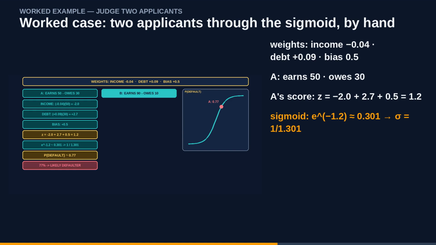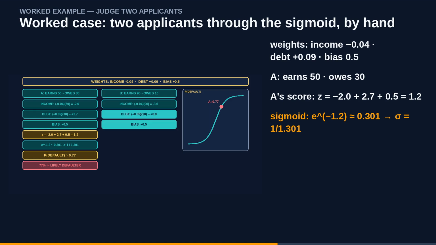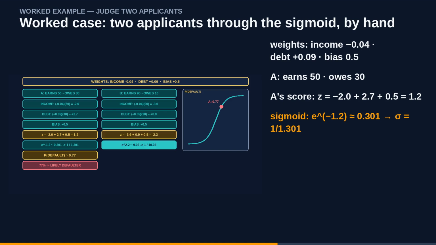Applicant B, same recipe. Minus 0.04 times 90 is minus 3.6. Plus 0.09 times 10 is plus 0.9. Add the bias, 0.5. B's score Z is minus 2.2. Sigmoid on B's score: e to the plus 2.2 is about 9.03, so sigma equals 1 over 10.03, about 0.10. A 10% chance of default, B likely repays.